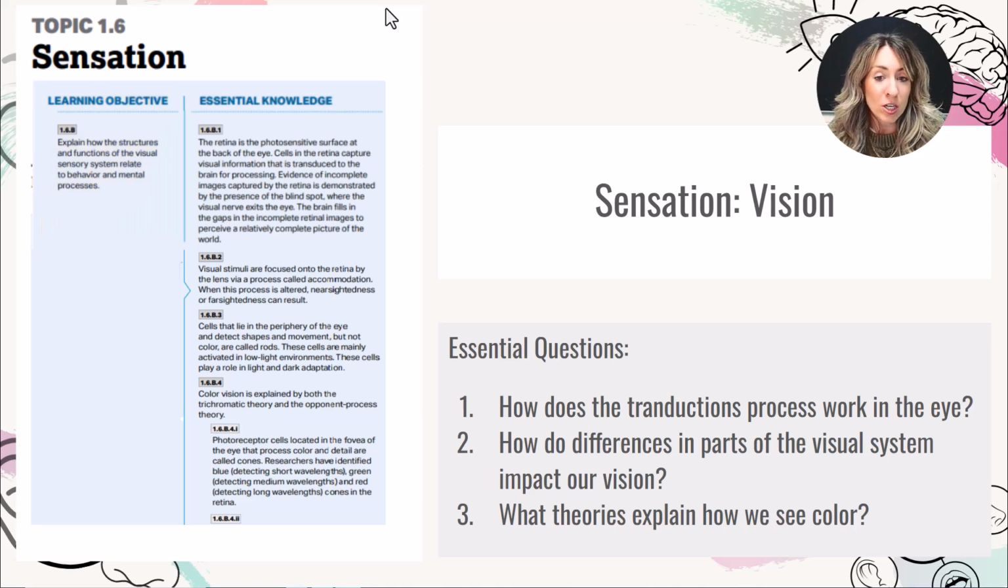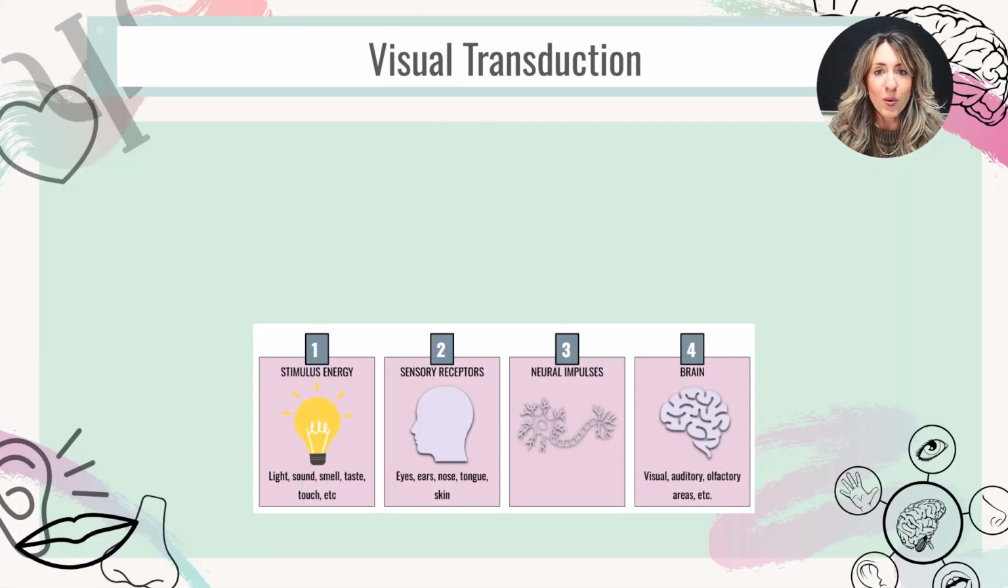As part of our discussion about vision, we're going to be focusing on these essential questions. How does the transduction process work in the eye? How do differences in parts of our visual system impact our vision? And what theories explain how we see color? So let's go ahead and get started.